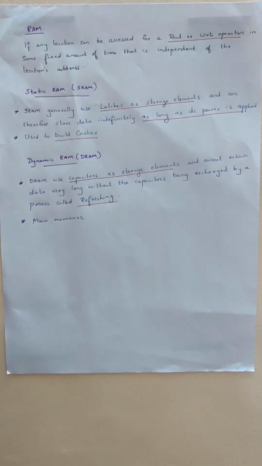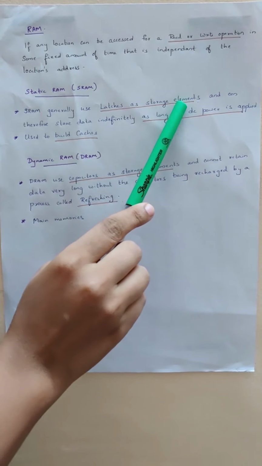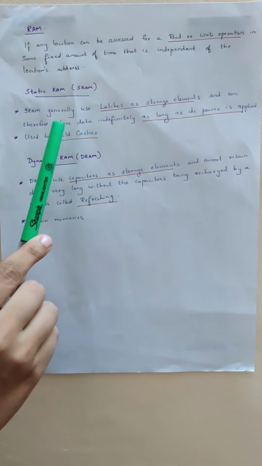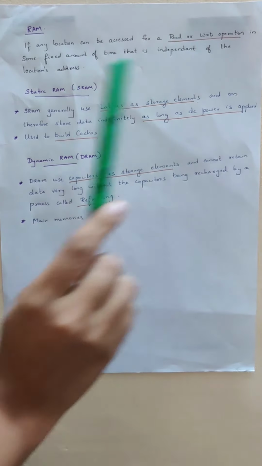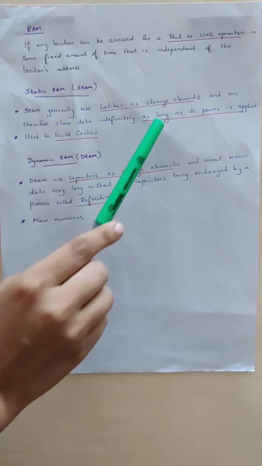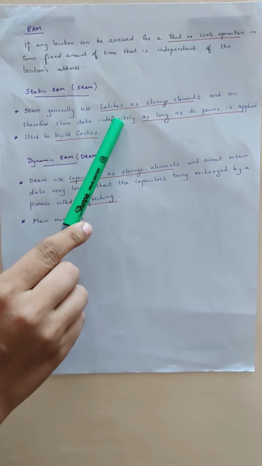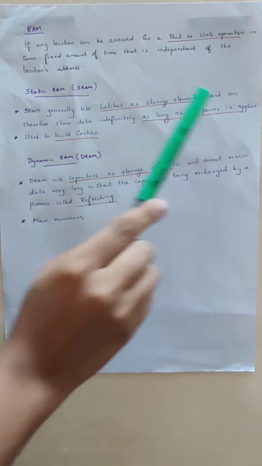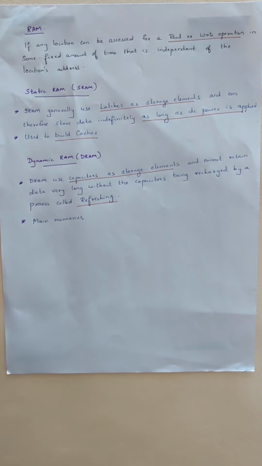Now what is a static RAM? In static RAM, we use latches as the storage elements, and they can store data indefinitely as long as the DC power is applied to it. So the storage element is a latch. It can keep the data in the cell as long as the DC power is given to it. These static RAMs are used to build cache memory.